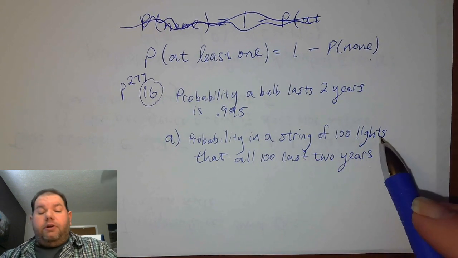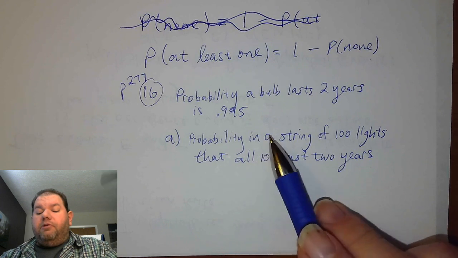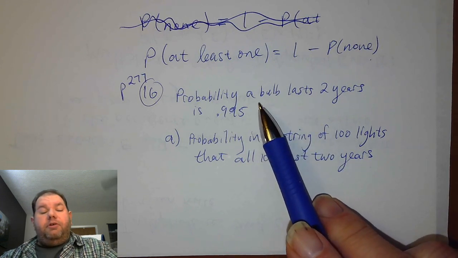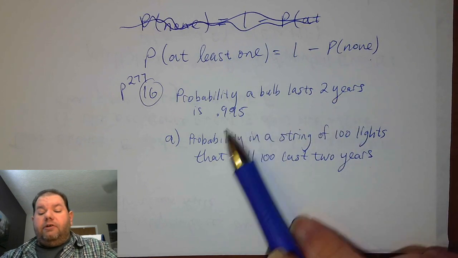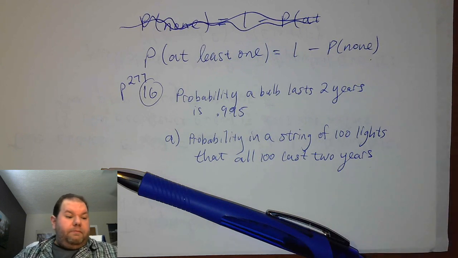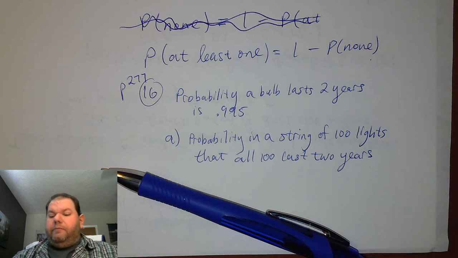So we have a string of 100 lights, and we want the probability that all 100 last 2 years. We know the probability of a single bulb lasting 2 years is 0.995. We know the bulbs are independent of each other. It's given to us in the question in this case.